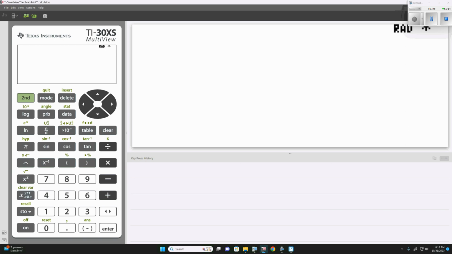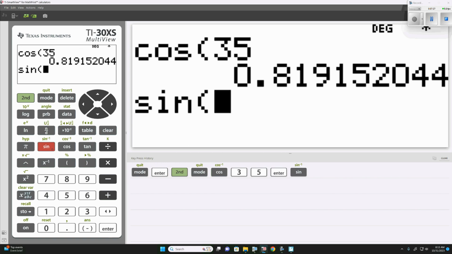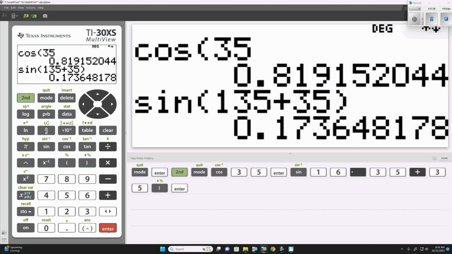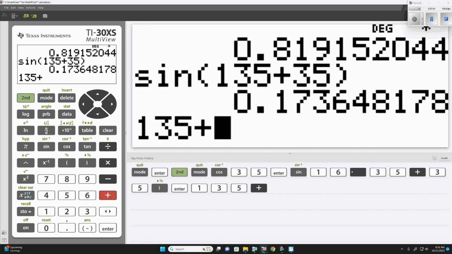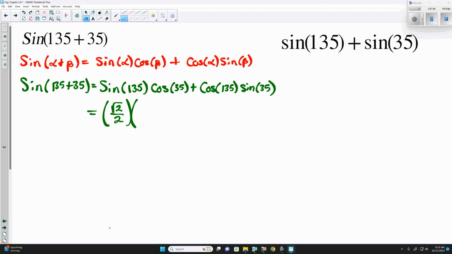Because if we take the calculator, I need to change it back to degrees. Cosine of 35 degrees is this here. Now, interestingly enough, sine, as we said, 135, yes? Plus 35 is this here, because 135 plus 35 is 170. So it doesn't work. This needs to be a 4. I have to fix that. And as I said a minute ago, I probably need to fix that. I said that last year.